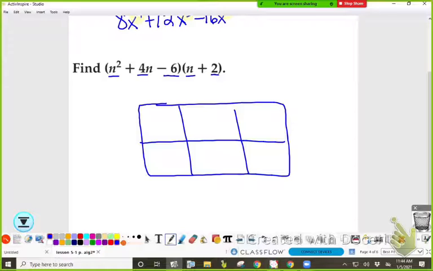Okay, so I'm going to write n squared, 4n, negative 6 across the 3 boxes, and then n plus 2 down the side.